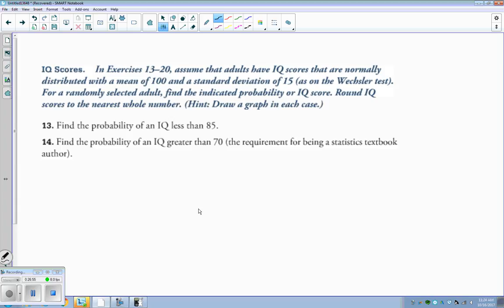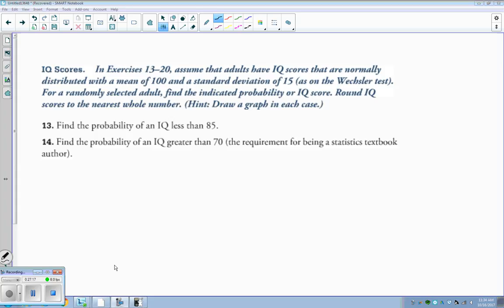Okay, so find the probability of an IQ score less than 85, and these are the good old standard IQ scores, the mean being 100 and the standard deviation being 15. You guys go ahead, do that one, and number 14, an IQ greater than 70. Okay? All right.